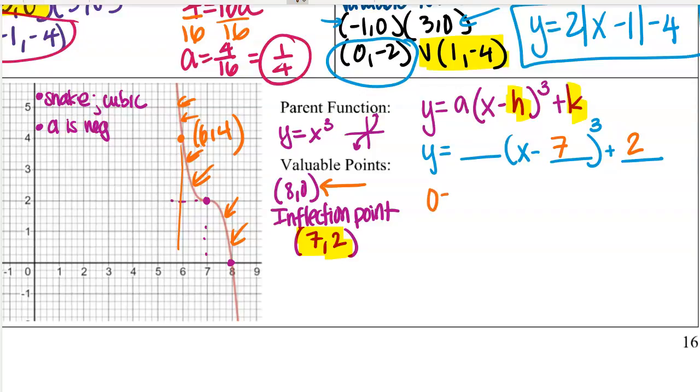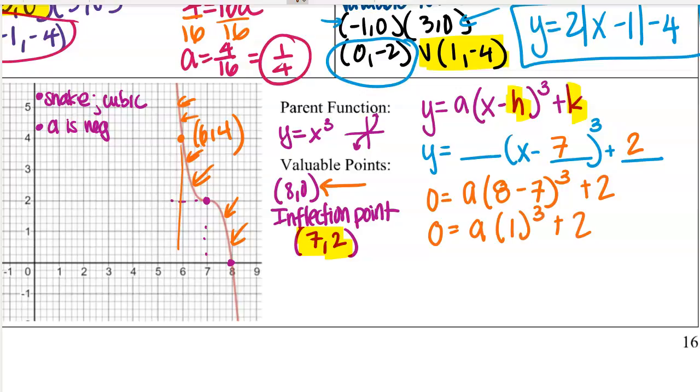Y is 0, so 0 equals, again, we're solving for a, so we're going to write a back. X is going to be 8 minus 7 to the third power, and then drop the 2 down. Well, students, 8 minus 7 is going to be 0. Oh, whoa, not 0. Whew, I meant 1. 1 to the third is going to be 1. So now we have 0 equals a times 1 plus 2. Well, 1 times a, students, is going to be a. So 0 equals a plus 2.